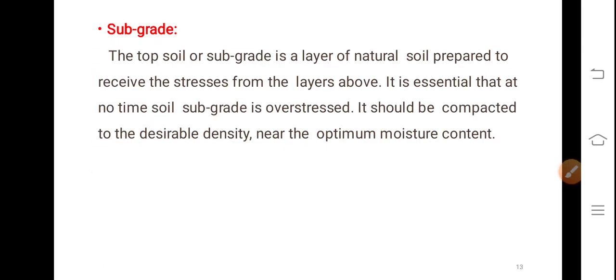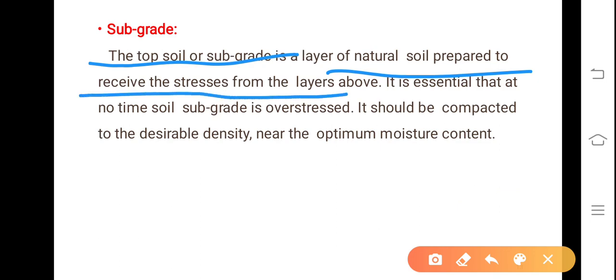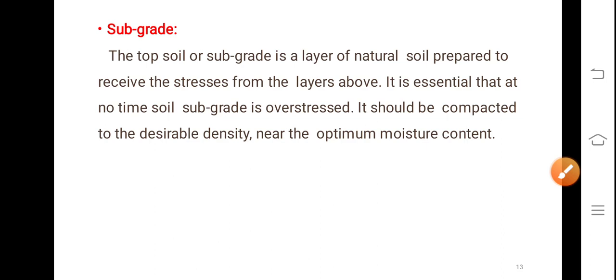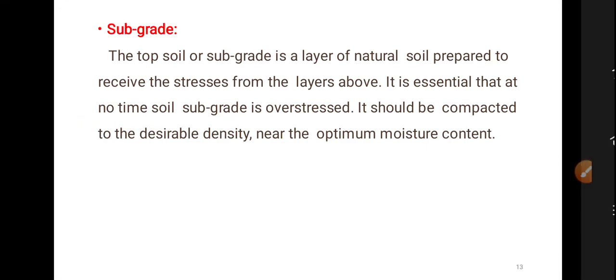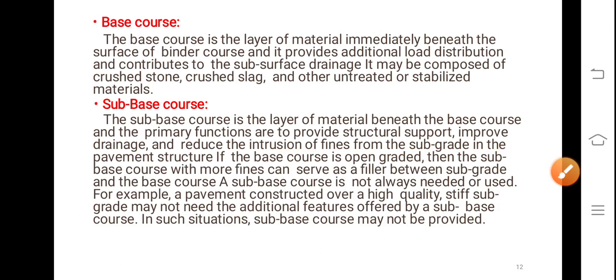Subgrade. The topsoil or subgrade is a layer of natural soil prepared to receive the stresses from the layers above. It means it is the base over which the subbase course, binder course, prime coat, tack coat, and seal coat will exist. So it is essential that at no time the soil subgrade is overstressed. It should not be overstressed. It should be compacted to the desirable density near the optimum moisture content.